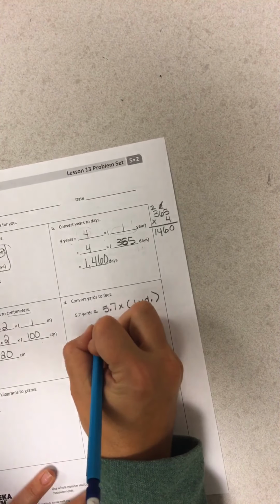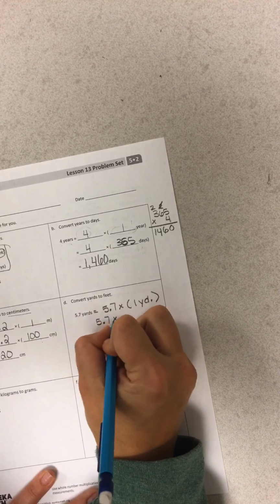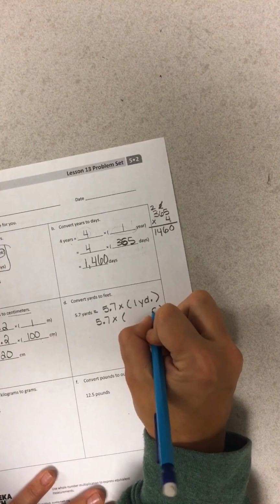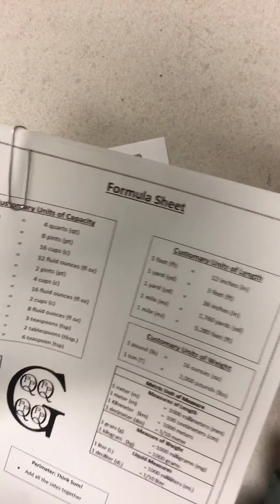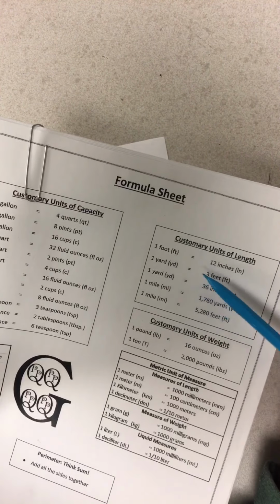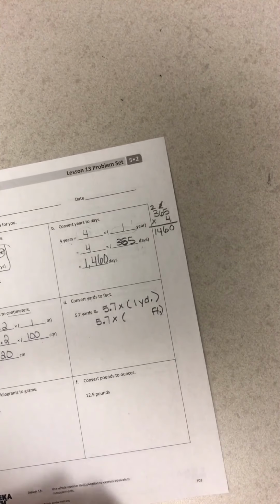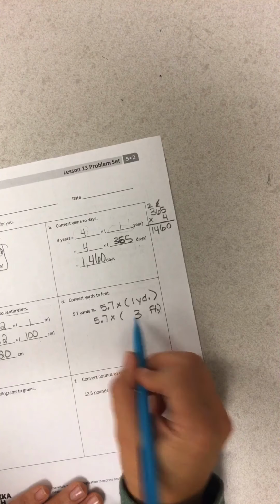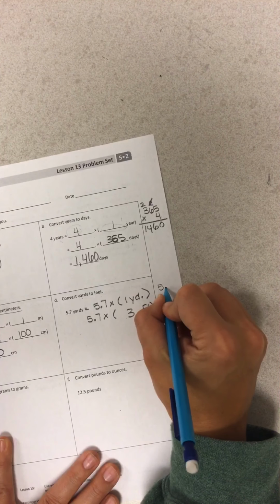So I've separated the label from that number. So now I can go ahead and I'm going to put 5.7. I'm going to multiply it by my feet, which is what I want to convert it to. Well, if you come over here, you're going to look for yard. 1 yard equals 3 feet. So I know I'm going to multiply that by 3. Okay, so now I can go ahead and multiply it, and I'm going to come over here.